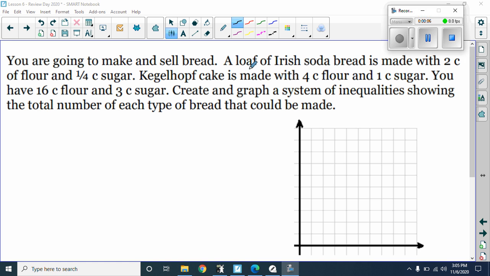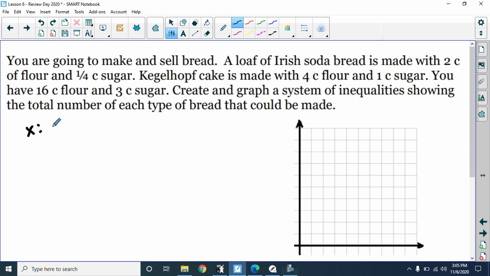This problem says that you make Irish soda bread with 2 cups of flour and a quarter cup of sugar, and then this other kind of bread, Kugelhopf cake, is made with 4 cups of flour and 1 cup of sugar. We have a total of 16 cups of flour and 3 cups of sugar.